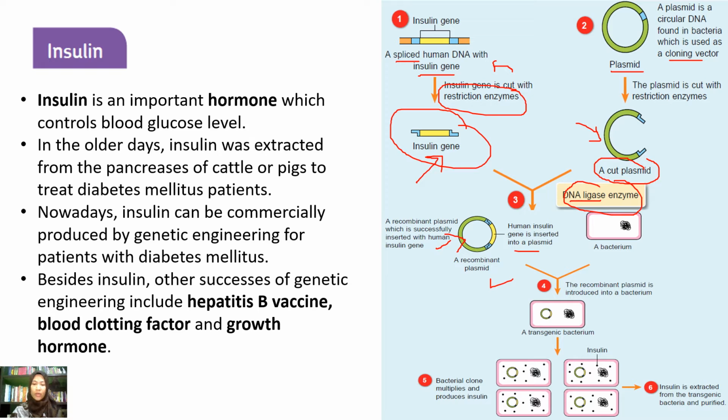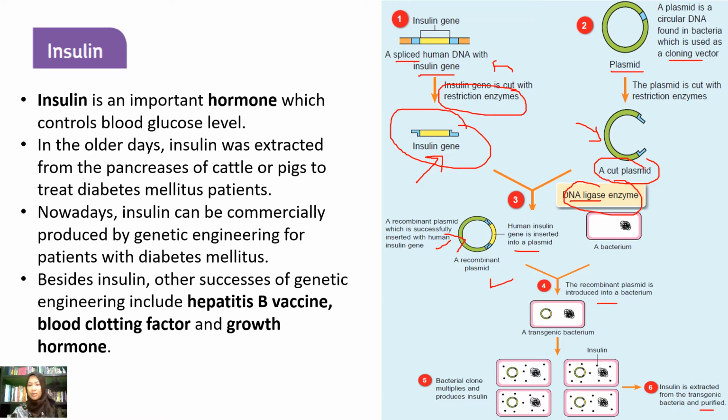After that, the recombinant plasmid introduced into a bacteria. Okay, so awak kena faham, bakteria dia replicate sangat cepat. By inserting the recombinant plasmid, okay, so more insulin can be produced. Okay, bacterial clone multiplies and produces insulin, so more insulin can be extracted from transgenic bacteria and purified.